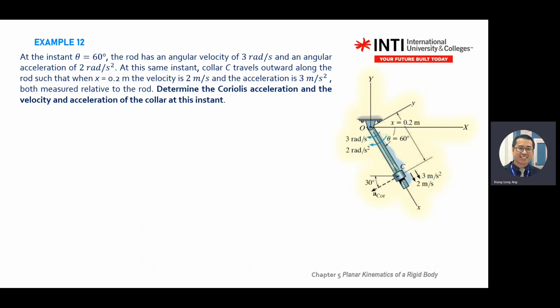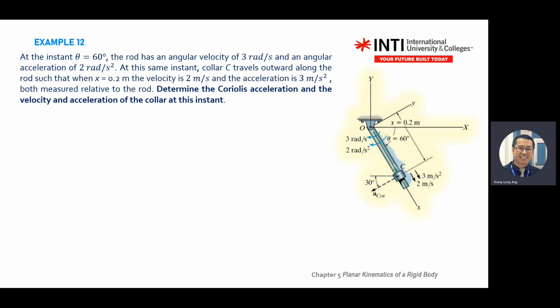You have two objects now. Previous example, 10 and before, you only see one rigid body. Now you see two rigid bodies. You have a ring at the end of the rod here that is moving at 3 meters per second square and 2 meters per second square.